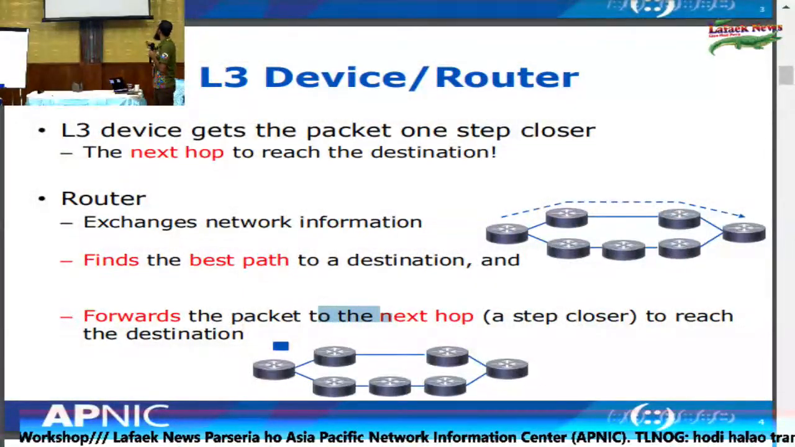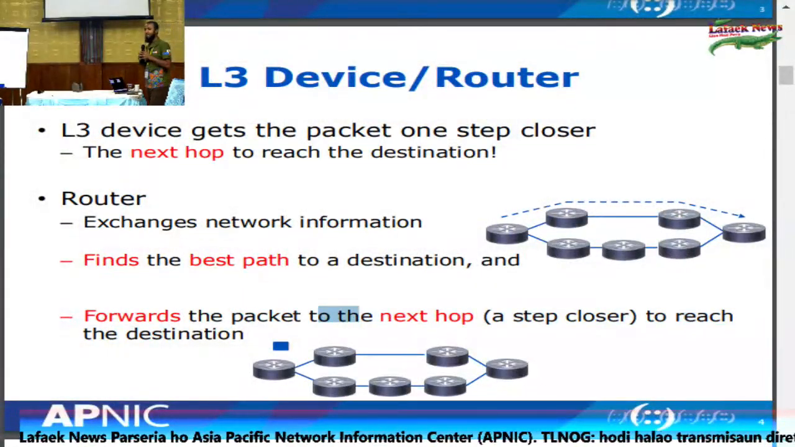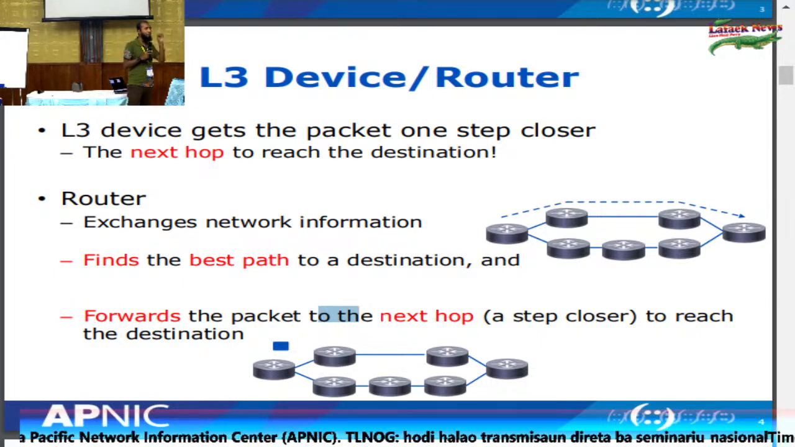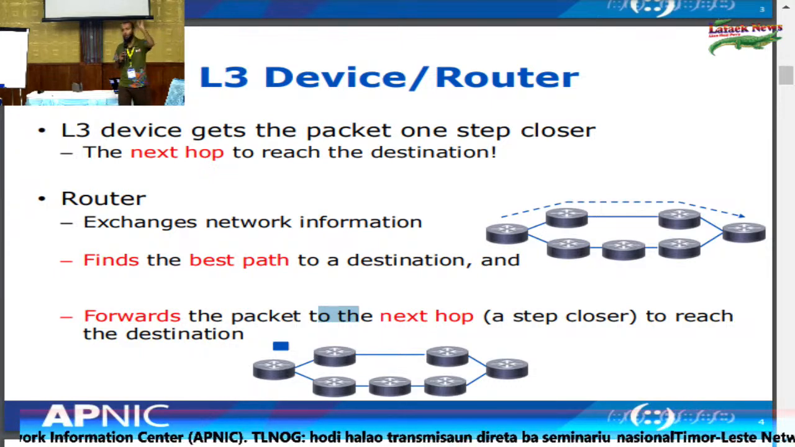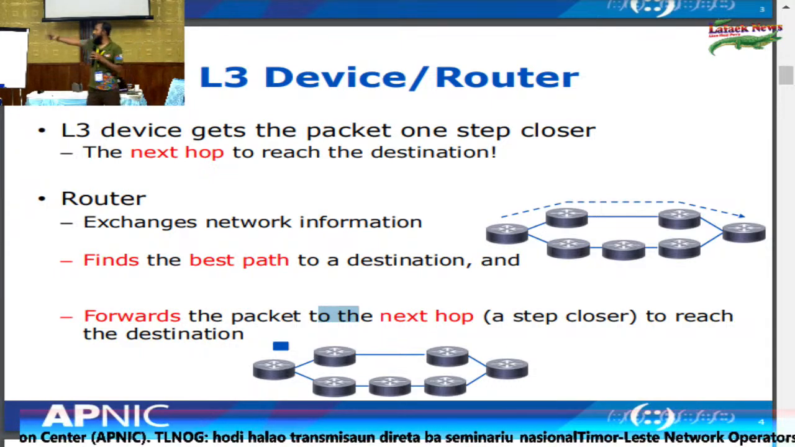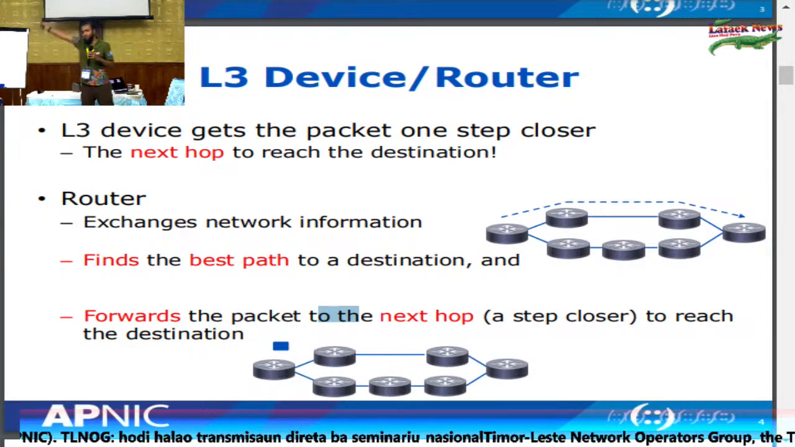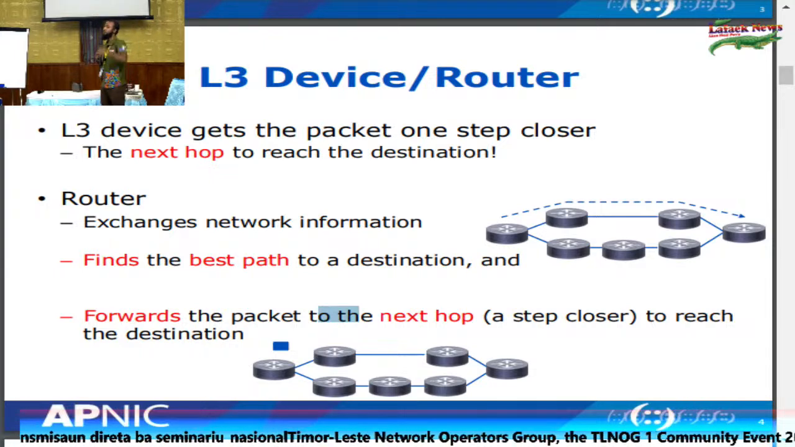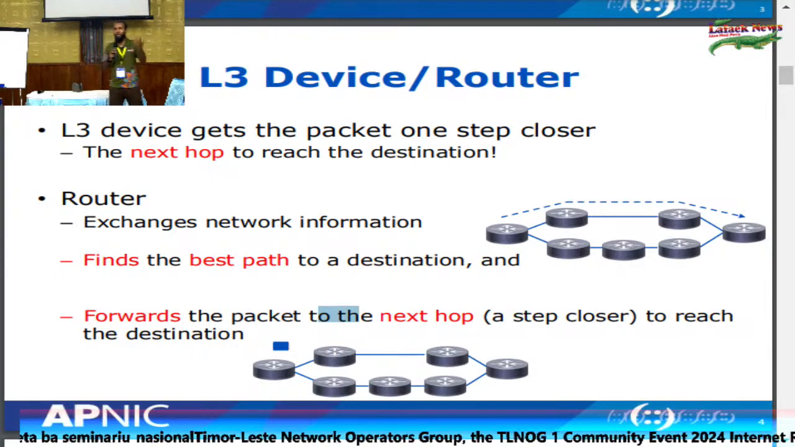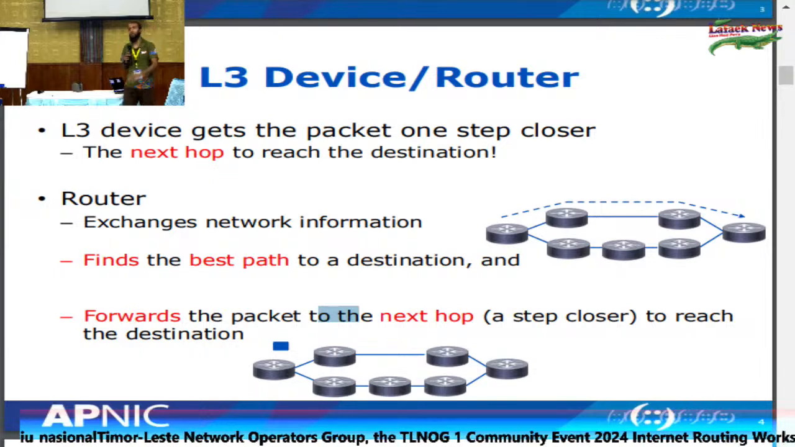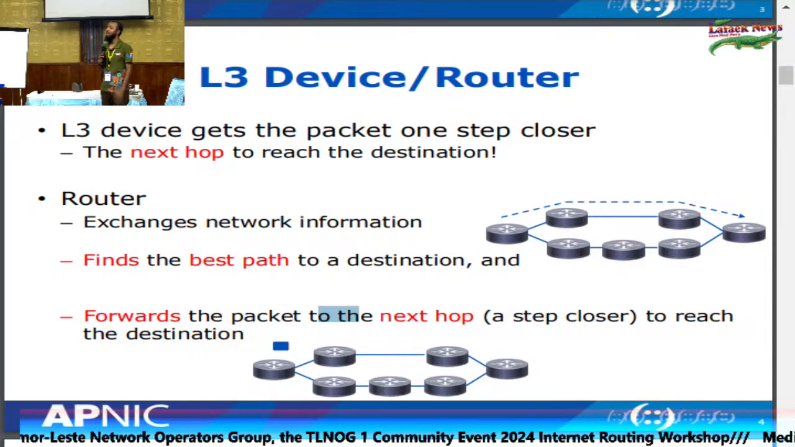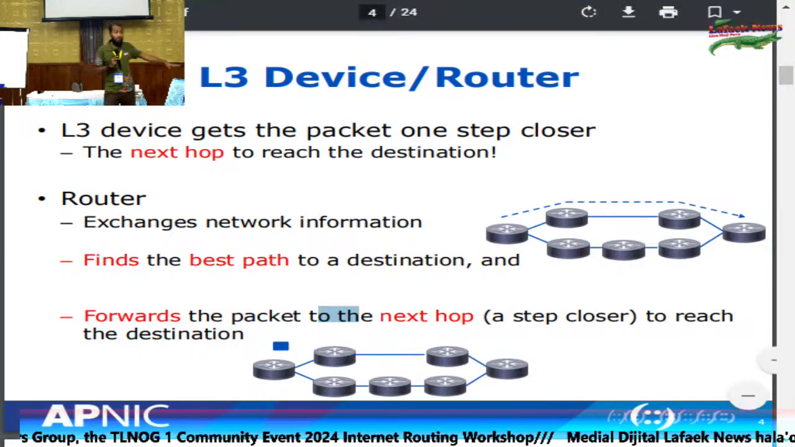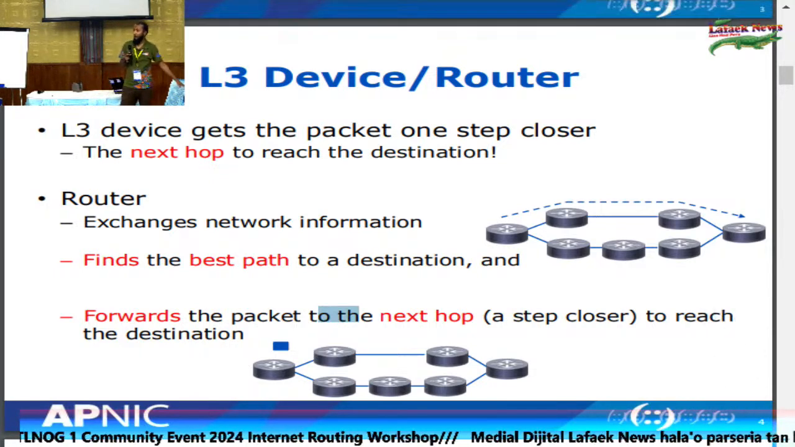The second thing is, once it gets all the information, it now needs to find the best path to go to those destinations. This neighbor is telling me it can take me to a person. The other neighbor is also telling me they can also take me to that person. Now which path should I use? So I have to run an algorithm to find out the best path. The rest of the paths are my backup paths.